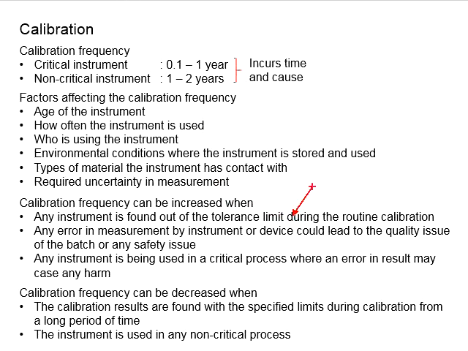Any instrument is found out of tolerance limit during the routine calibrations. Any errors in the measurements by instruments or devices could lead to quality issues or batch or any safety issues. Any instrument is being used in a critical process where an error in result may cause harm. It is more related to the need for accurate results, which is normally associated with the impacts or the significance of the results, as well as the historical performance of the instruments.